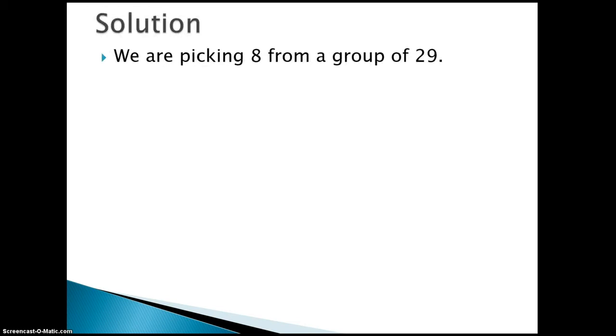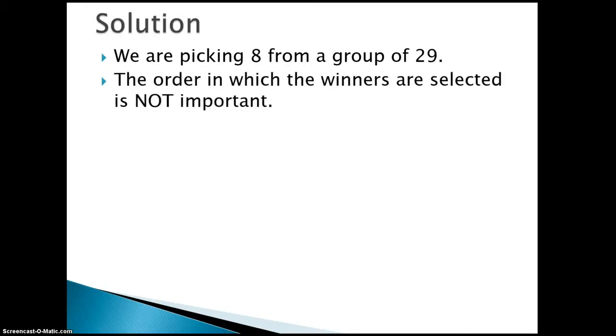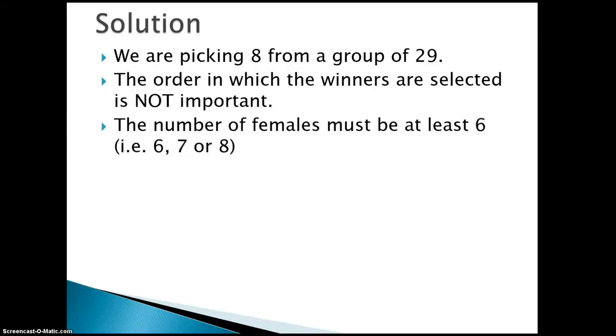So let's look at the solution. We are picking 8 from a group of 29 still. The order in which the winners are selected is not important, so that's going to make this a combination. Since we have to have at least 6, that implies that we're going to have 6 females, or 7 females, or 8 females. Now just a second ago I told you to associate the word "and" with times. I want you to associate the word "or" with plus. Okay?